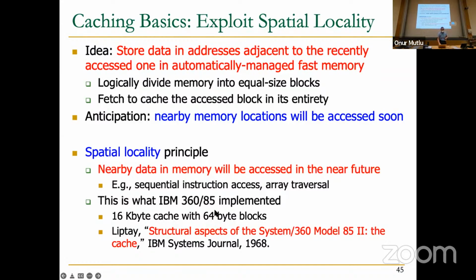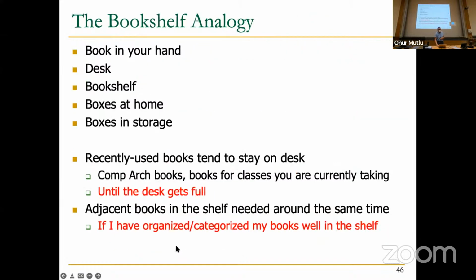And the block size is 64 bytes. Actually, a lot of block sizes are today 64 bytes also. You can see 1960s, 2000, not a lot has changed. Although other hierarchy levels have increased the block size. Okay, if you're interested, this is a very beautiful paper that describes the IBM cache in the 1960s.